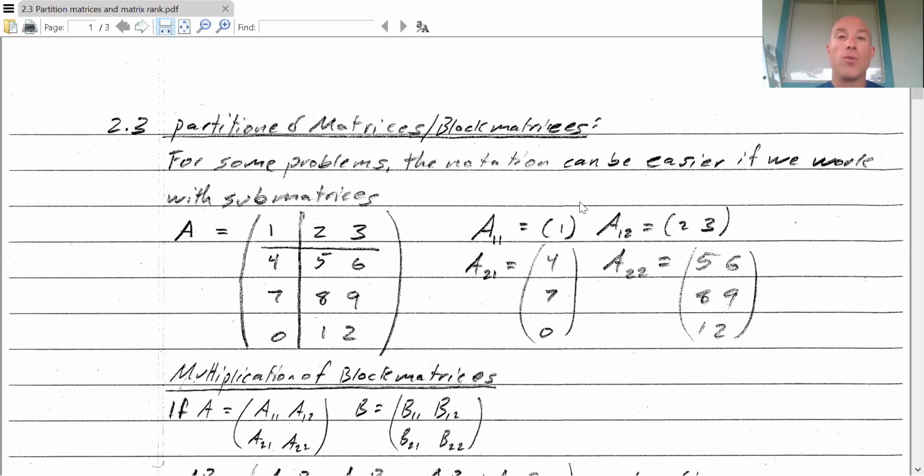Now, partition matrices, block matrices, those really are just a notation trick to make some problems easier for us. We could probably get through this course without it, but we're going to go ahead and cover it just so that we have that tool in our tool belt.